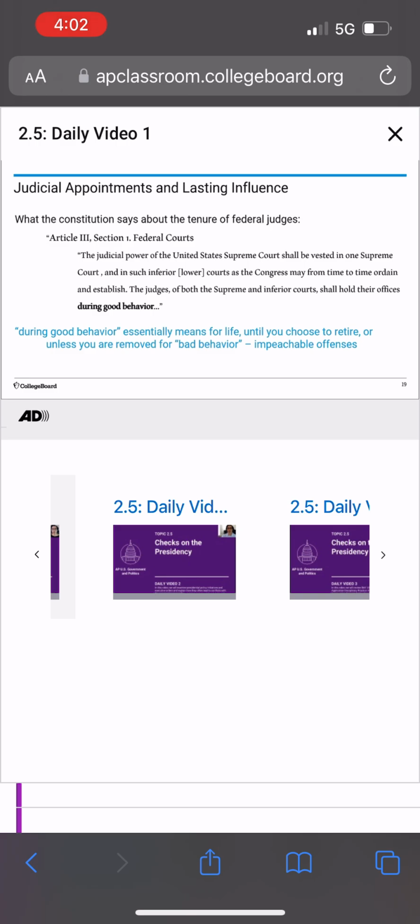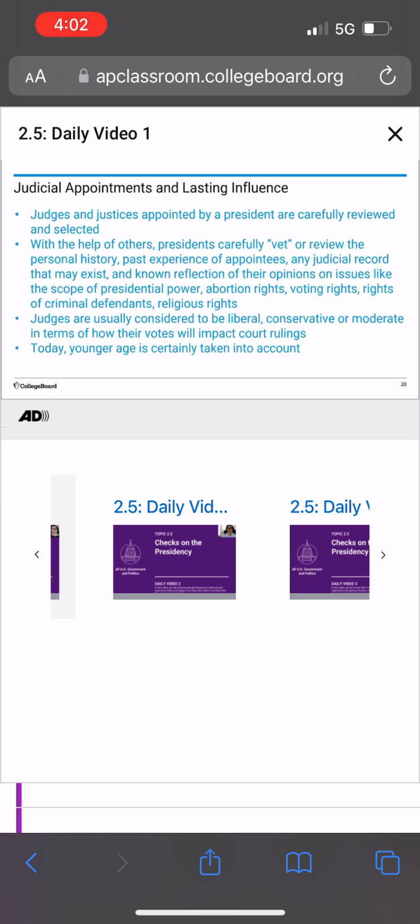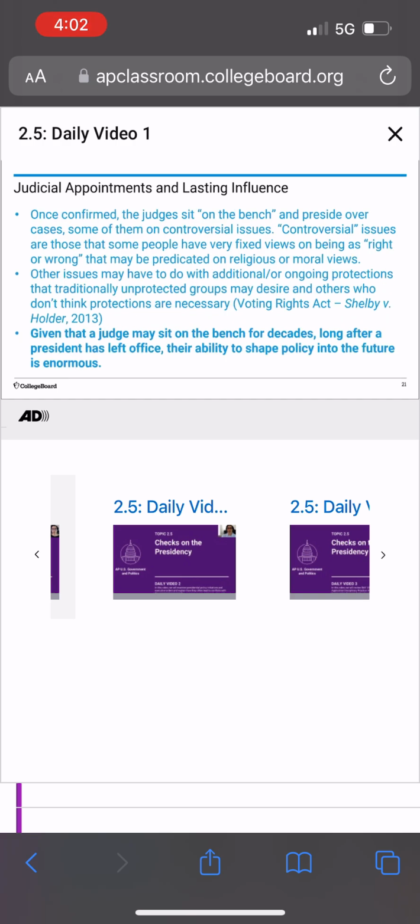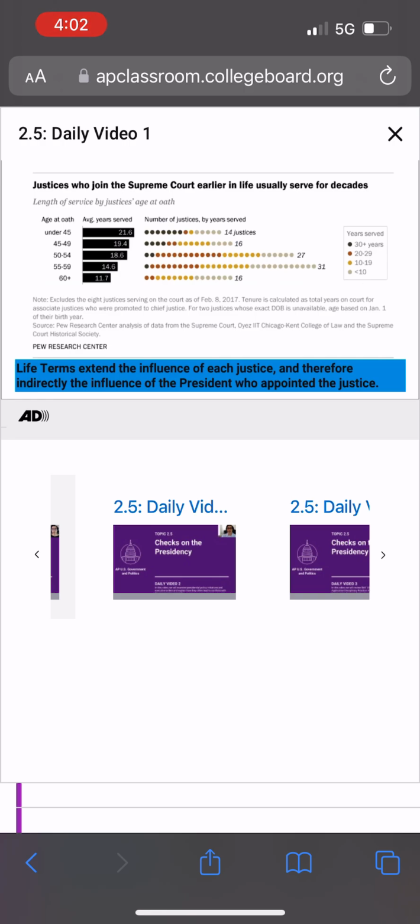Not going to go through all of this, but essentially understand that these nominations for the courts are people who are carefully vetted or reviewed to see where their political opinions may lie, how they feel about certain controversial issues, their personal history, and then certainly views on some very specific things relative to things like presidential power or abortion rights, things that are very critical. They are going to be considered either liberal, conservative, or moderate in terms of how their votes will impact the rulings, and they tend to be younger because they can serve on the court longer. And this is just a graphic showing length of service by justices from when they take their oath of office. There are many who will stay for longer periods of time because they come in as younger people, therefore being able to influence for quite a bit of time.